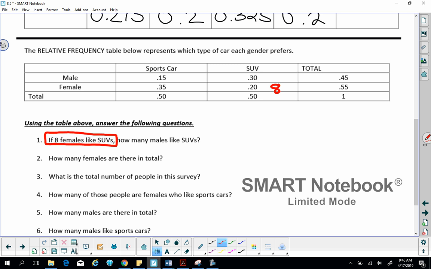To figure this out, I can't do anything else right now. I can't even look at the rest of the question. I need to figure out my total, how many people are in the survey. What you do is you just divide these two. So the first thing you need to do is figure out what decimal they're referring to and divide those two numbers. What's 8 divided by 0.20 when you put it in your calculator?